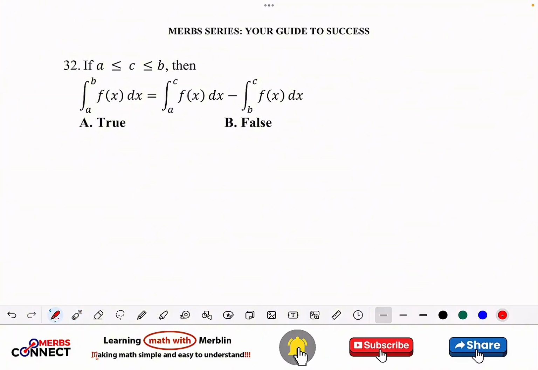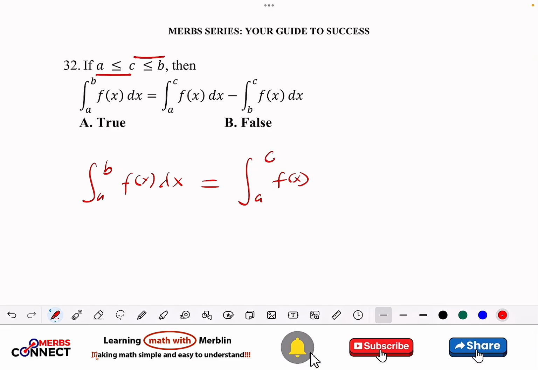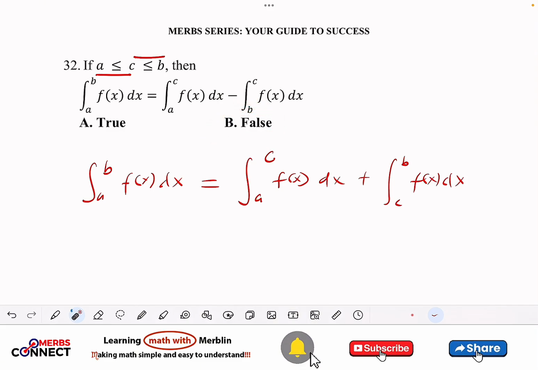Now we know that the integral from A to B of f of x dx is the same as, if we want to split it, something like this: from A to C, f of x dx, plus from C to B, f of x dx. So if you don't pay attention, you are going to circle false. But let's look at something here. This is A to C, but this is B to C. Do we have B to C here? No. So we can swap this.